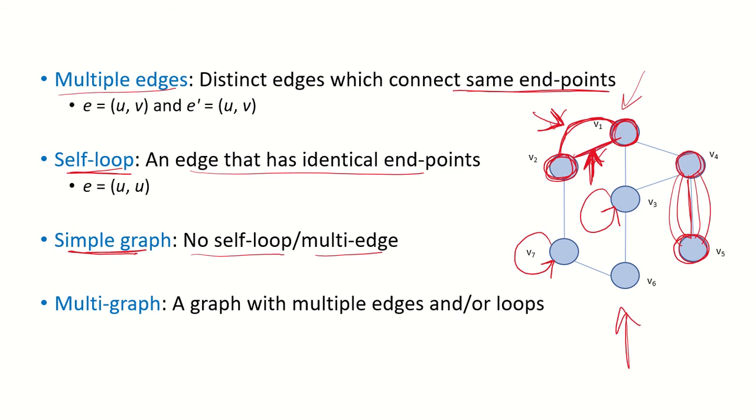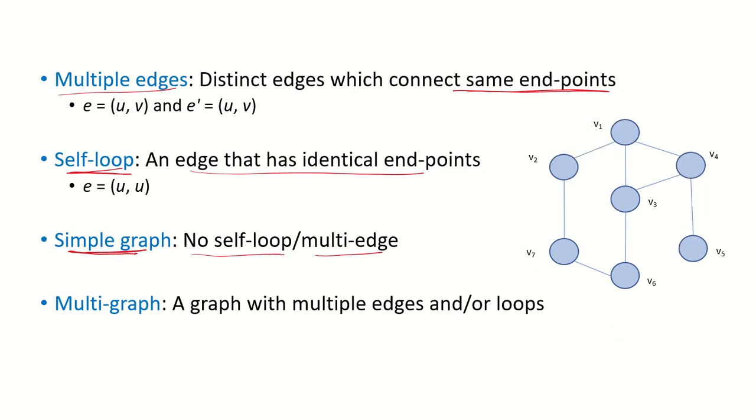Any graph which does not have a self loop or a multi-edge, like this graph over here, which does not have any multiple edges and does not have any self loop either, is referred to as a simple graph. And a graph which has multiple edges or loops would be called a multi-graph.